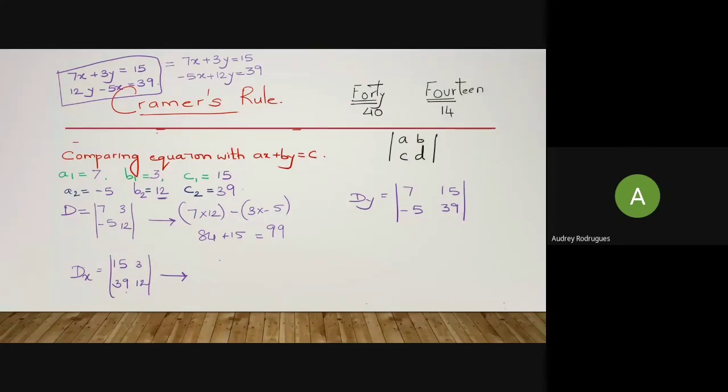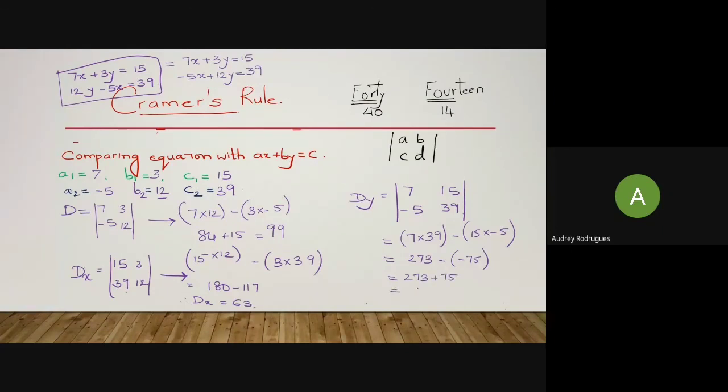What is the final answer for Dx? Are you getting the answer as 15 into 12 minus 3 into 39, which is equal to 180 minus 117? Therefore, are you getting Dx as 63? Yes, ma'am. So here for Dy it is 7 into 39 minus 15 into minus 5. This 7 into 39 is 273, minus of minus 75 is 273 plus 75. You're getting the answer as 348, students.